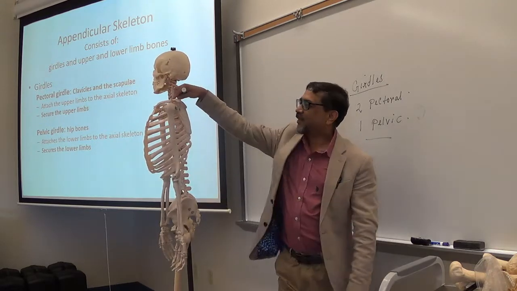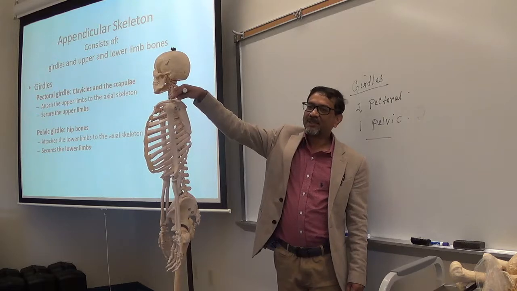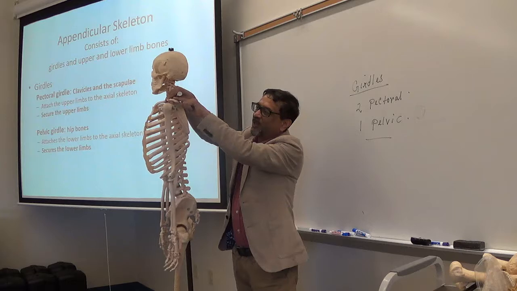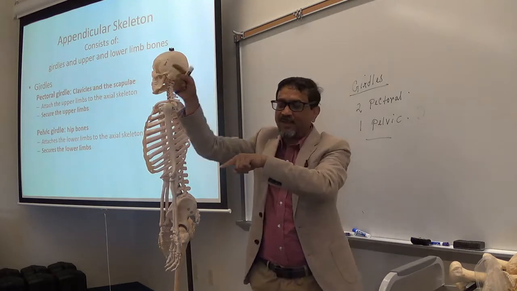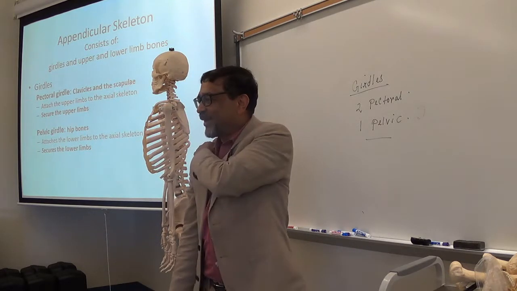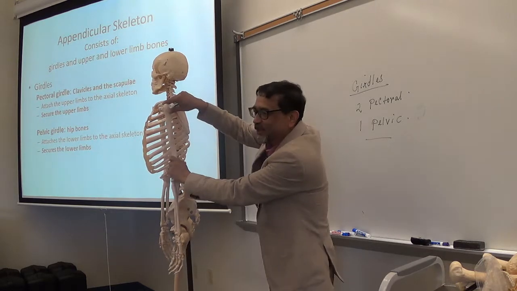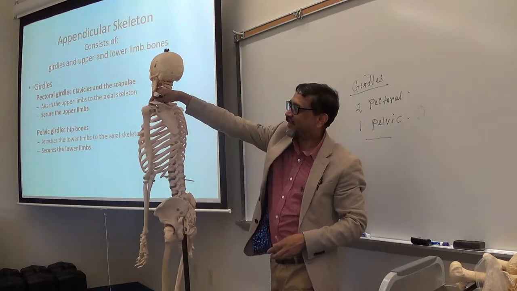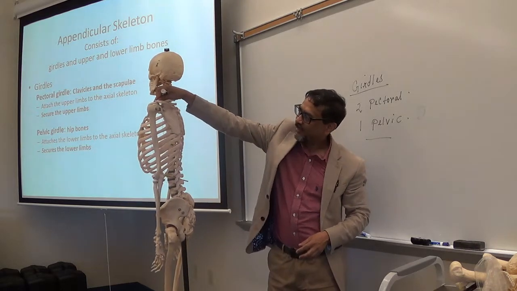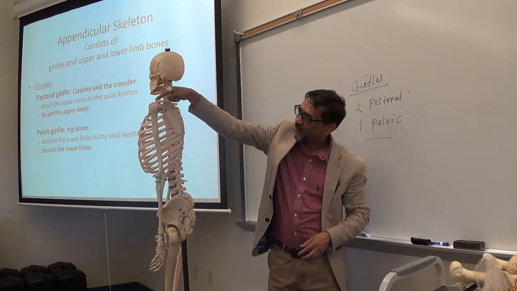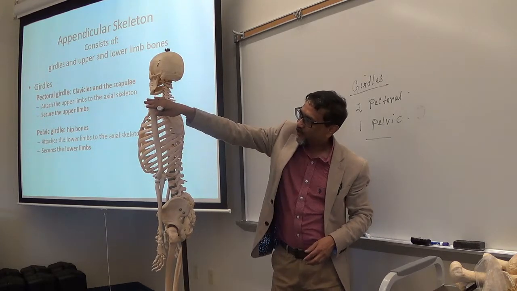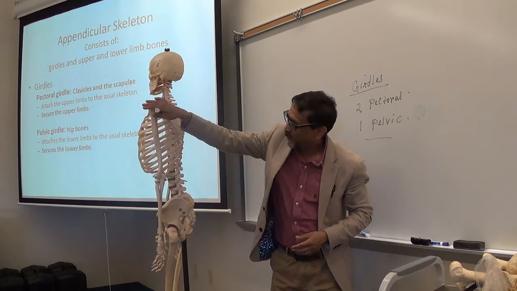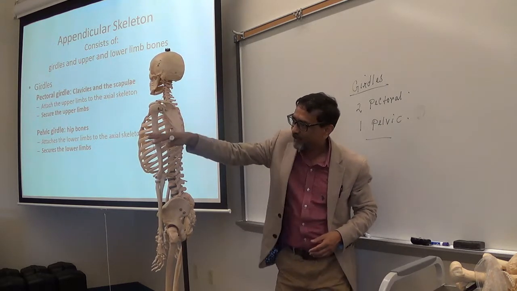If this joint is dislocated, then what happens? Your shoulder, this part will drop down a little bit. Make sense? Because you see here, the scapula is attached to the clavicle here. If dislocation occurs here, then this side of your limb will drop down a little bit.